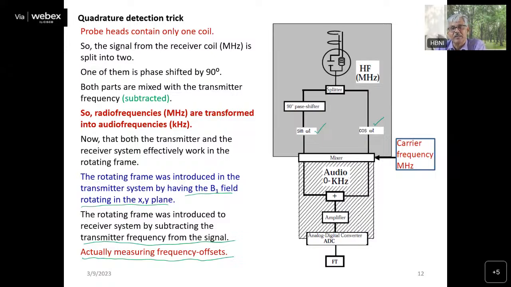If you remember, maybe during the chemical shift lecture, I told you that it is easier to measure frequency differences rather than absolute frequency. That is what we have done. We have now measured the difference of frequencies by subtracting the carrier frequency from the NMR signal.